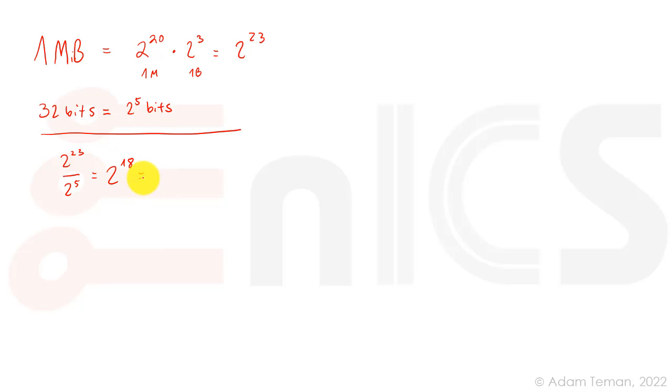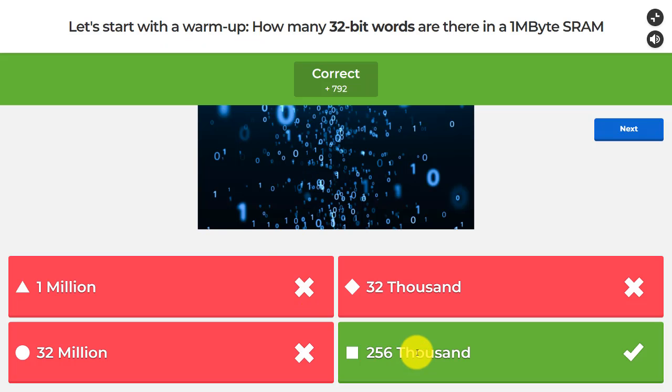Well, that is the same as saying 2 to the power of 10 times 2 to the power of 8. 2 to the power of 10 is 1 kilo, or 1,000, and 2 to the power of 8 is 256. So that means we have approximately 256,000 words, excuse me. So the answer to that was 256,000.